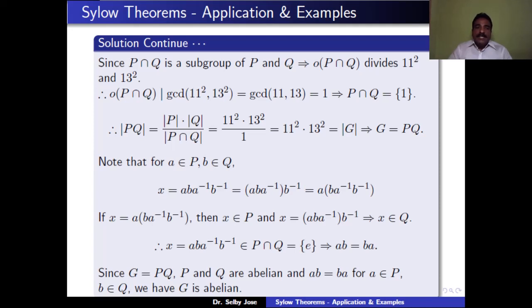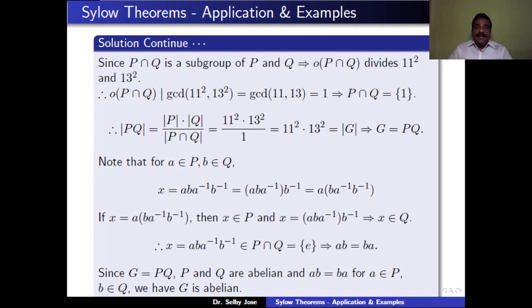Since b is in Q and a is in G and Q is normal in G, a b a inverse belongs to Q. And already b inverse is also in Q, so their product is in Q, so X is in Q.